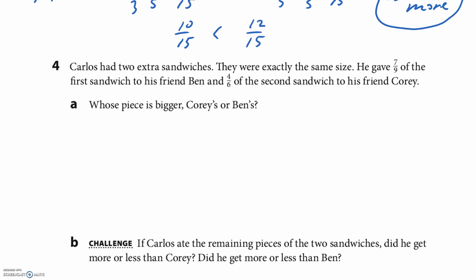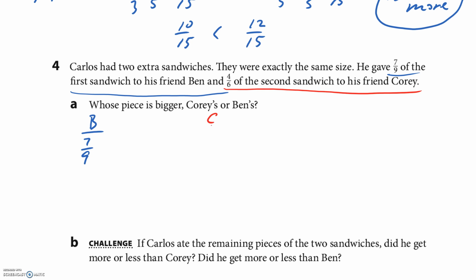So let's look at this. So 7/9 to Ben. All right, oops, I went too far with that. So 7/9. So here's Ben, 7/9. And then I'm going to change the color for Corey. 4/6 to Corey. Corey is 4/6. I think we've figured out where the 9ths and 6ths meet, but I'll just do it right over here. Let's start with the 9ths. They're blue.